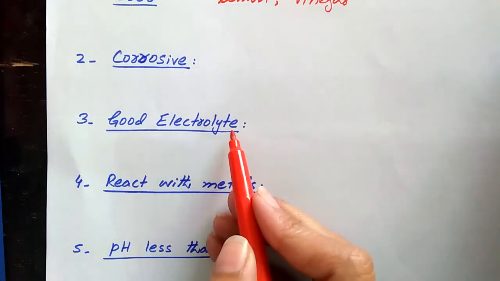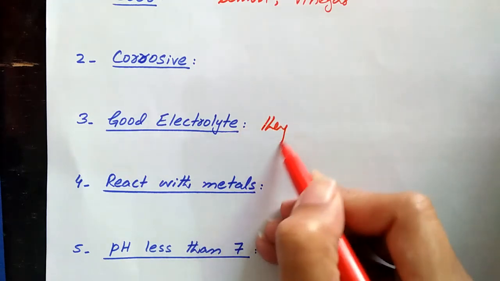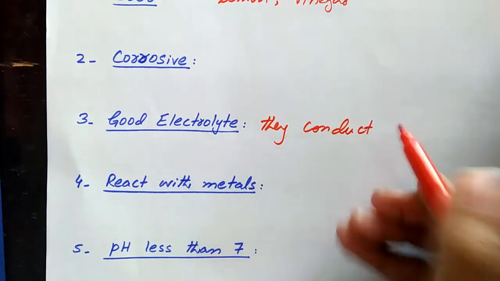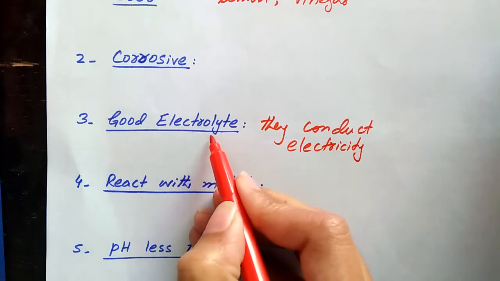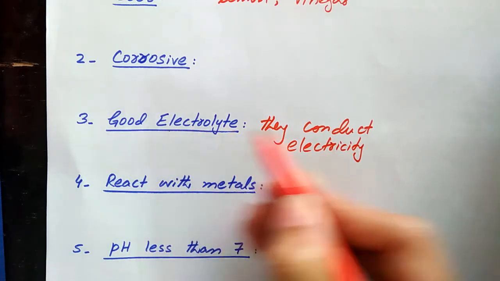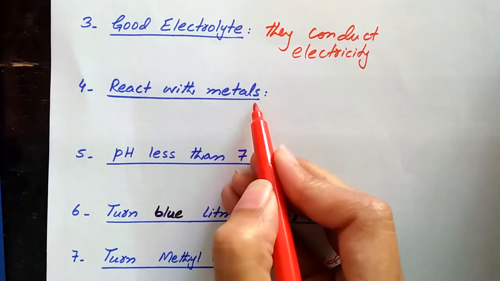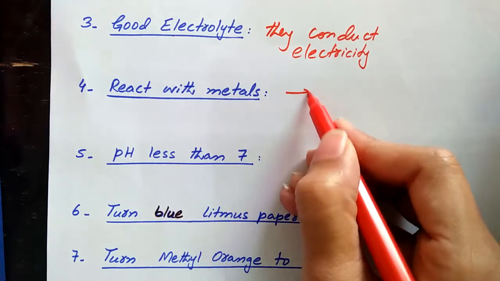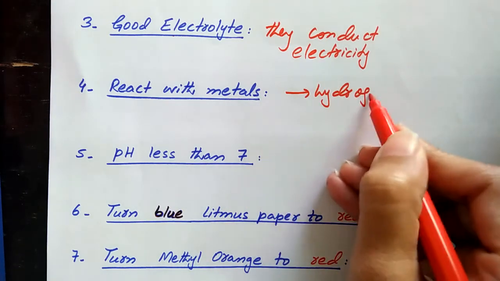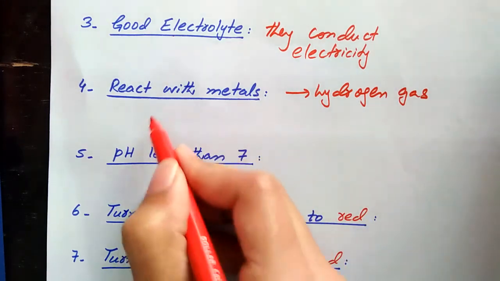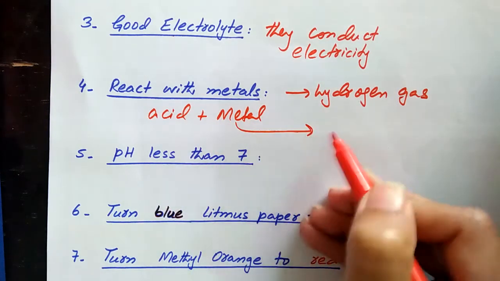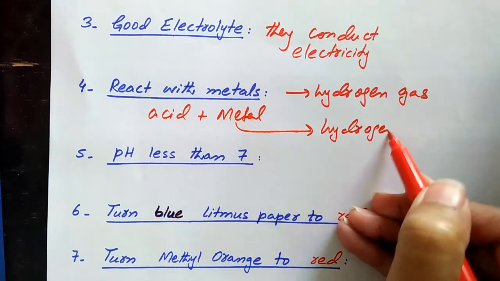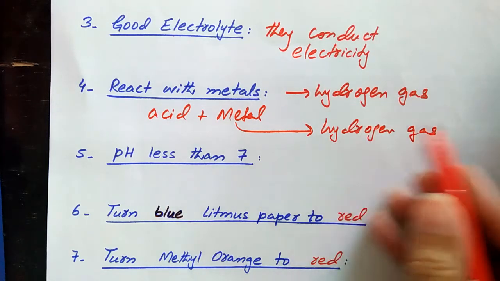Acids are good electrolytes as well. They conduct electricity. That is why they are called good electrolytes, because they conduct electricity. Acids react with metals to produce hydrogen gas. Acid plus metal, they give us hydrogen gas and some byproducts as well.